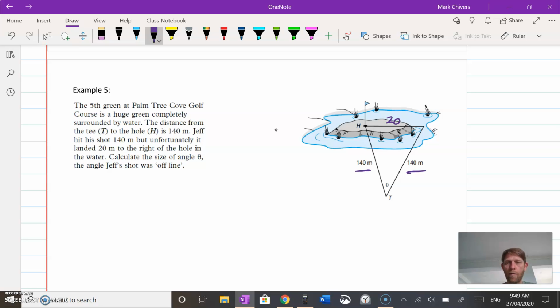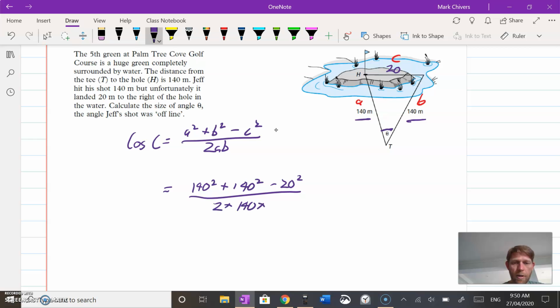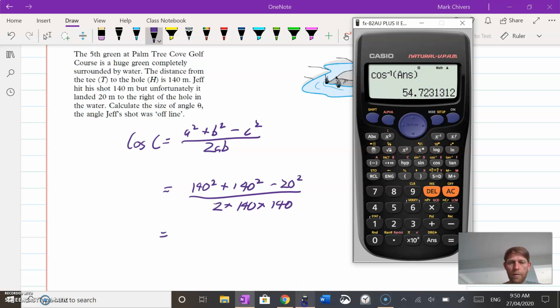And we want to know the size of this angle here. So we just use that basic form of cos C equals A squared plus B squared minus C squared over 2AB. Now in this case, C is going to be here. That's opposite our angle that we're interested in. And so these are going to be our A's and our B's on this side. So as we put that into our calculator, we're going to have 140 squared plus 140 squared minus 20 squared over 2 times 140 times 140.